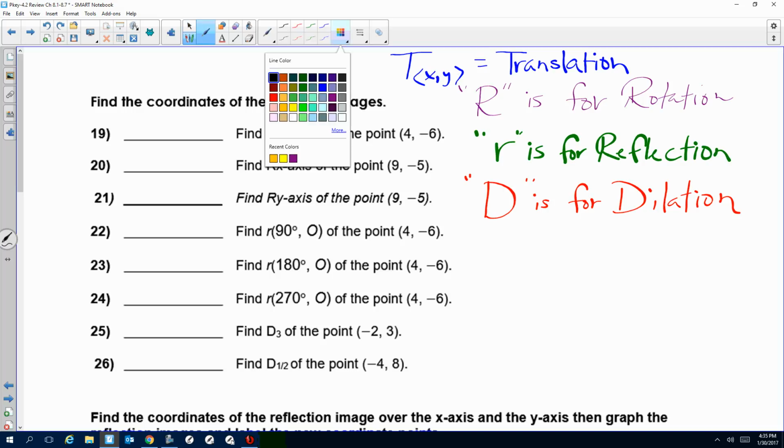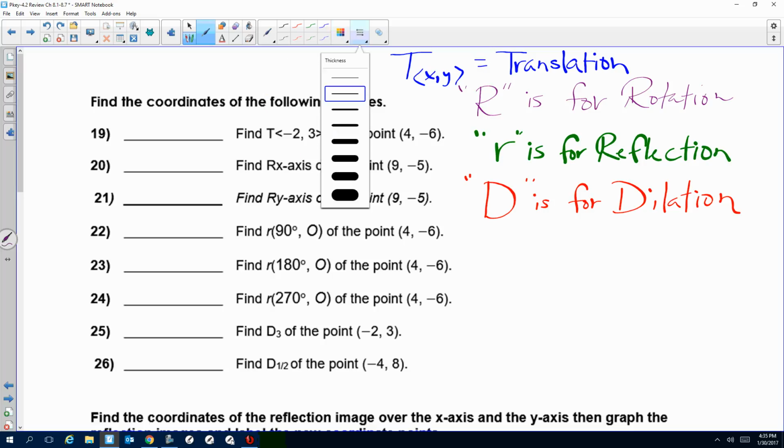So our first one is for rotation. When we get to number 22, they did a lowercase r. That should be a capital R. 23 should also be a capital R, and 24 should be a capital R.